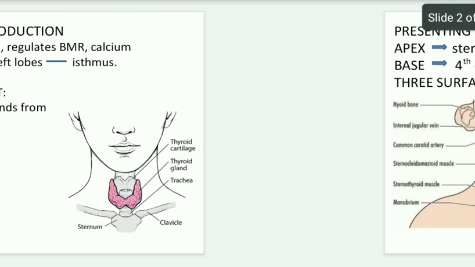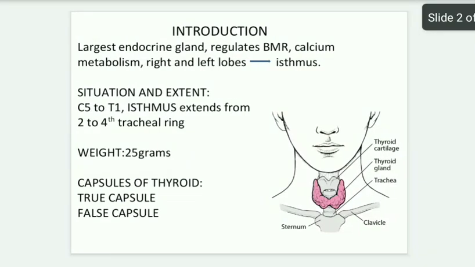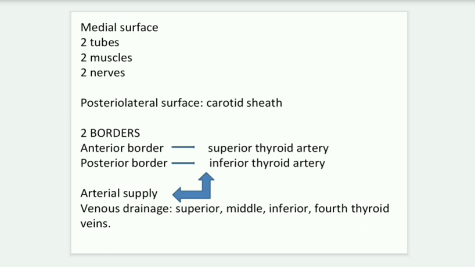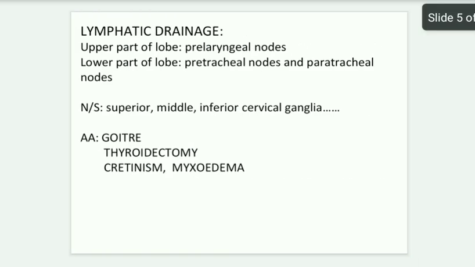Once again, the collection: introduction, situation and extension, your weight, your two capsules, and your parts of the thyroid gland in some detail, and draw the diagram, two borders, blood supply, lymphatic drainage, and your nerve supply. Next comes your applied aspects.